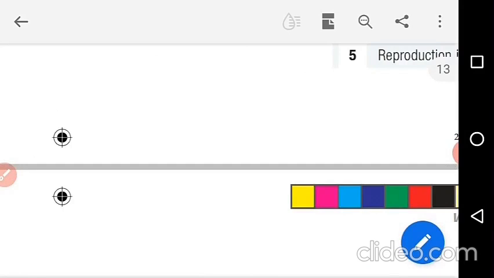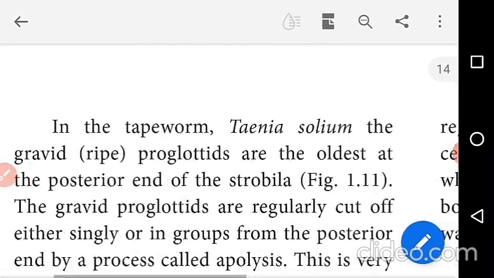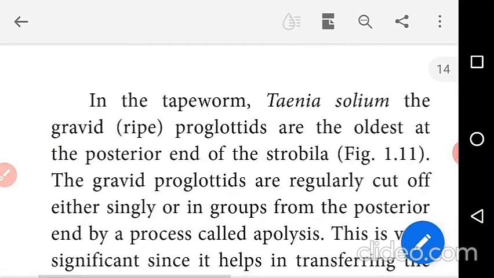The next one is the tapeworm. The tapeworm also follows asexual reproduction. In the tapeworm, Taenia solium, the gravid proglottid, the oldest at the posterior end of the strobila. The posterior segments of the tapeworm are called the gravid proglottids. The gravid proglottids are regularly cut off, either singly or in a group, from the posterior end, in the process called apolysis.